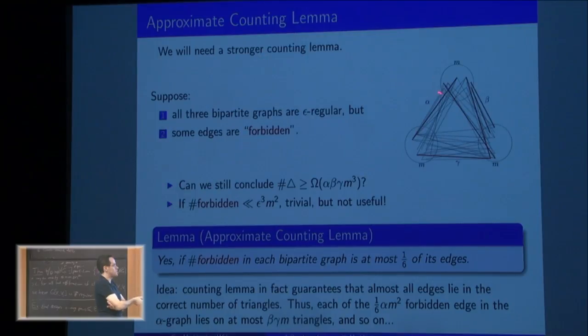Okay, but we now need to repeat this argument for every forbidden edge in the beta bipartite graph and also in the gamma bipartite graph. There might be repetitions, but fine. And so you need to multiply this by 3, so you still get that you only forbid 1/2 of the triangles that you find, so at least 1/2 of the triangles that you find survive. Okay, so this is the idea in the approximate counting lemma.